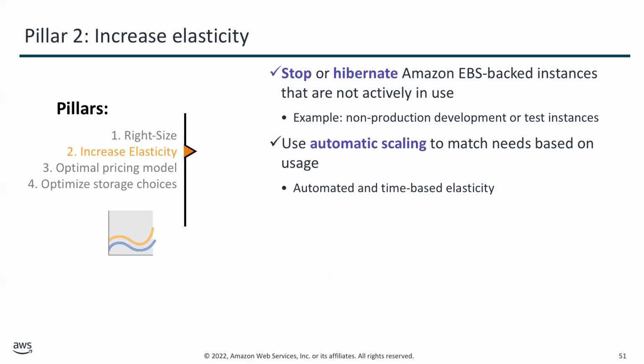The other aspect is we can use automatic scaling to match the needs based on users as well. So if you have chosen, let's say 10 instances, right? Based on CloudWatch metrics or other decisions, you can scale it to 15, or if it is not needed, the 10 could be reduced to 5, right? We can have automated or time-based elasticity, again, based on our need.